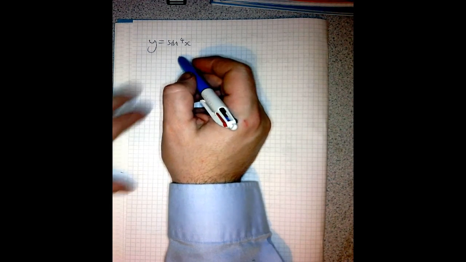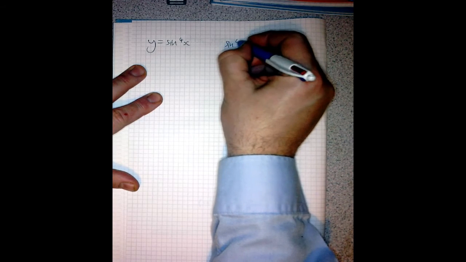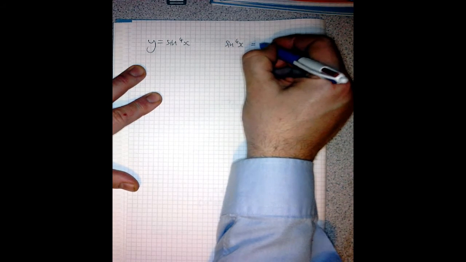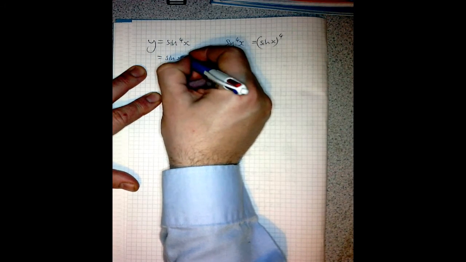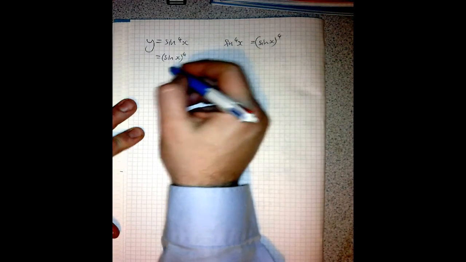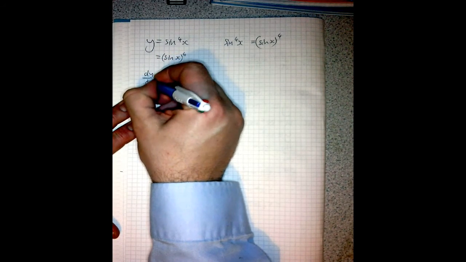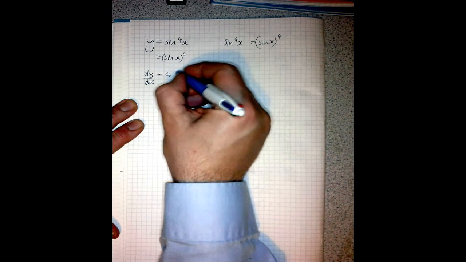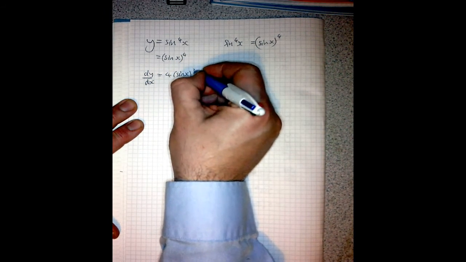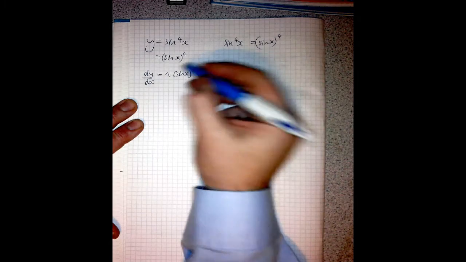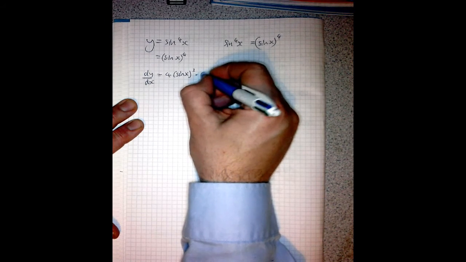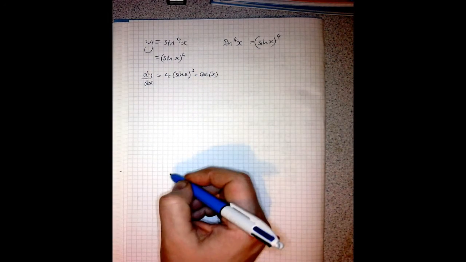Example 7: y equals sine to the 4 of x. Now there's a little notation point here. We need to understand that sine to the 4 of x actually means (sine x) all to the 4, and if it helps, write it like that. So differentiate the whole thing. dy dx is, bring the power down, 4 sine x cubed, multiplied by the derivative of the bracket. Remember, sine x differentiates to cos x. 4 sine x cubed cos x.